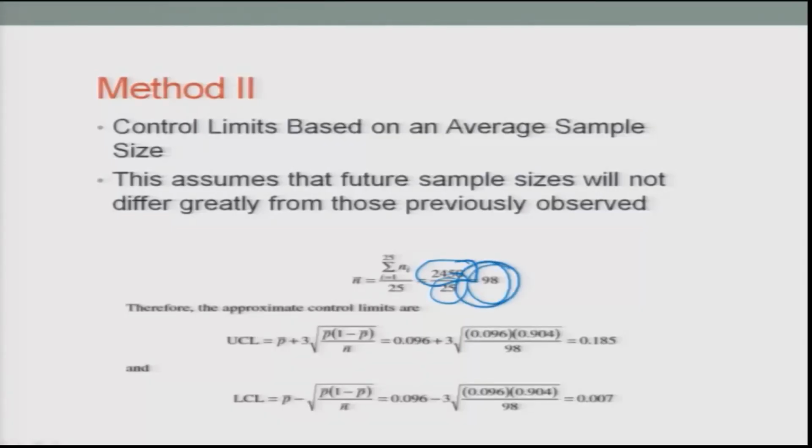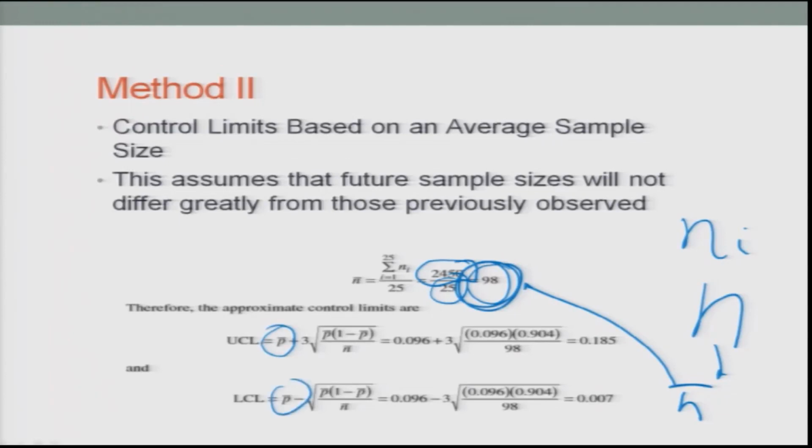So on an average you may have taken 98 observations at each go. Based on that, ni's don't come in; actually n would come, where n is n bar, which is what you have calculated, which is 98. Based on that you find that P bar or P hat comes out to be 0.096, and the upper and lower control values are 0.185 and 0.007.